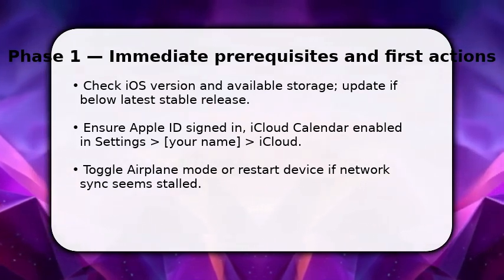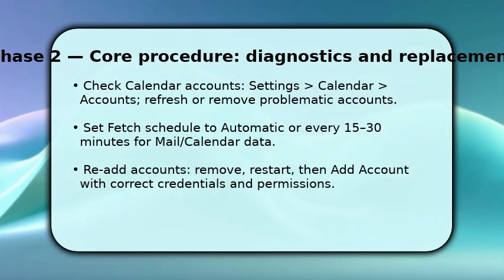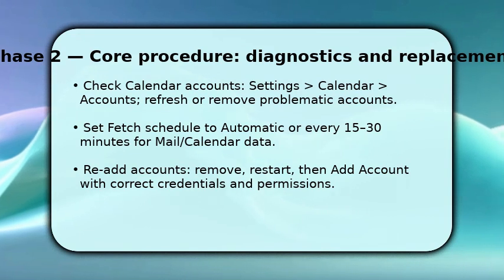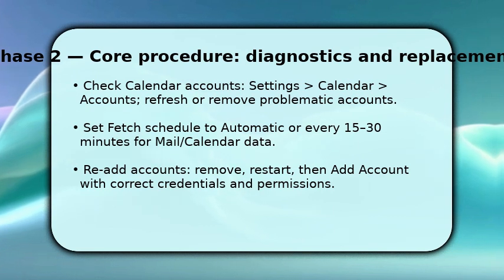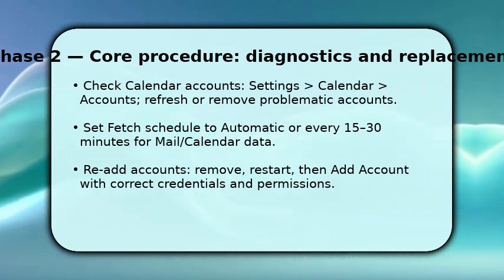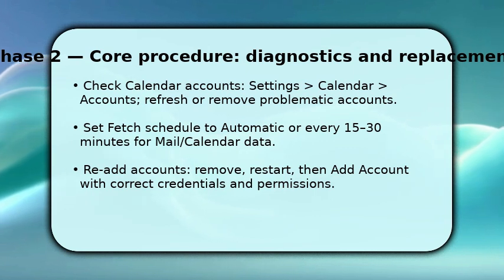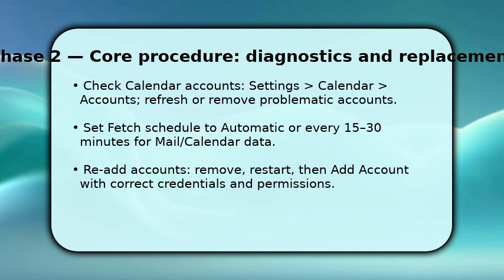Now focus on accounts and sync behavior because calendars come from multiple sources. Go to Settings, Calendar Accounts, and inspect each account. Select the one misbehaving and toggle calendars off then on, or remove and re-add the account to reset credentials. Make sure Fetch is set to automatic or a frequent interval so new events arrive promptly.